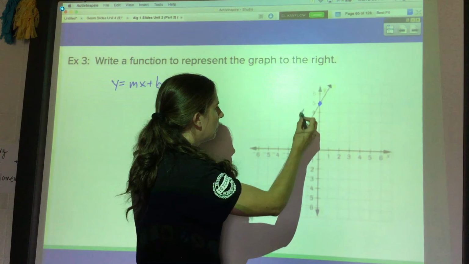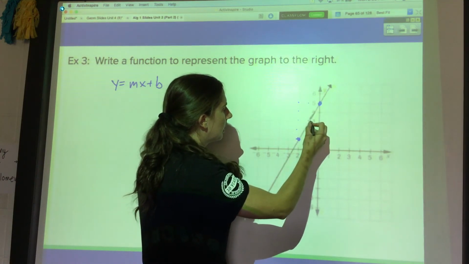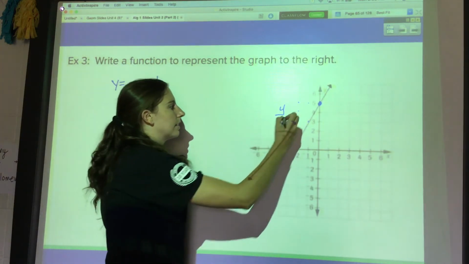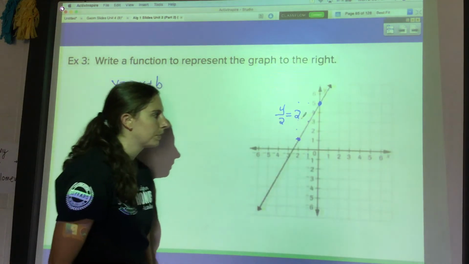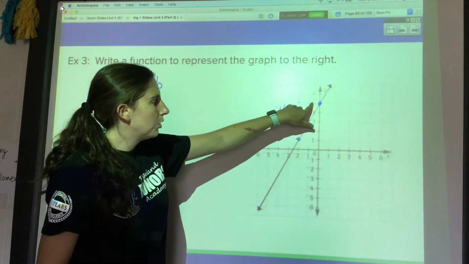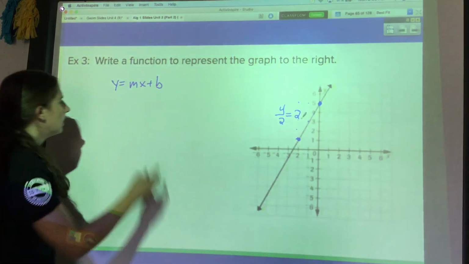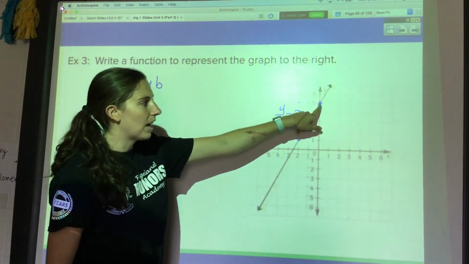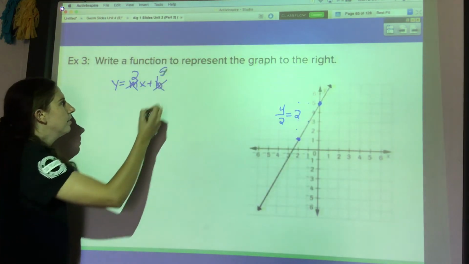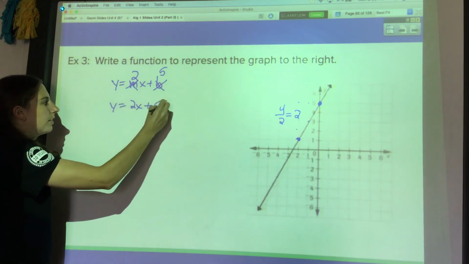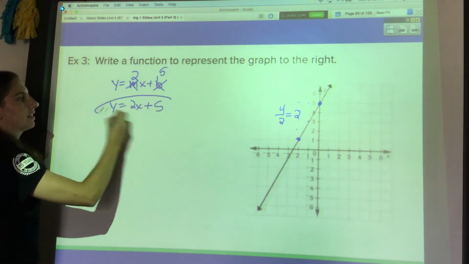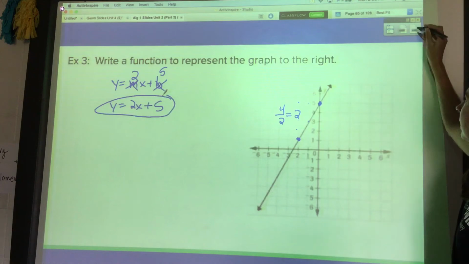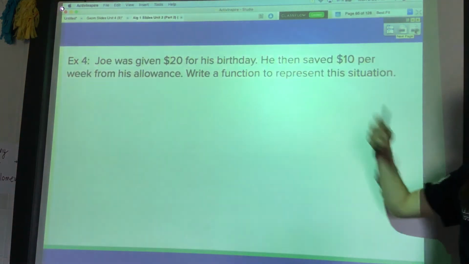So I go up 1, 2, 3, 4 over 2. Oh yeah, so it must hit here. So up 4 over 2, rise 4, run 2, simplifies to 2 over 1, or just 2. So that's the slope. Fill that in for m. For the y-intercept, there it is, it's 5. So just replace this with a 5, and you've got 2x plus 5. Again, instead of y, you may put f of x. Either way, same idea.